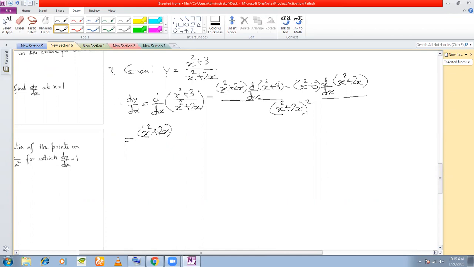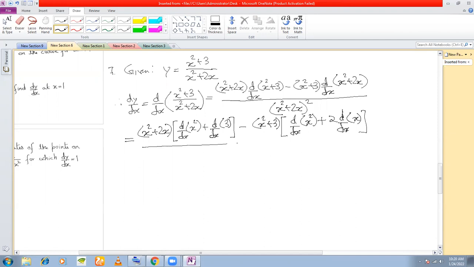So you get x square plus 2x, and here you have split the differentiation. You have ddx of x square plus ddx of 3 minus, and you have x square plus 3 as it is, and then you split this up. You get ddx x square plus ddx 2x. ddx 2x, 2 is a constant. You can write this as twice ddx of x, right? Whole divided by x square plus 2x square.